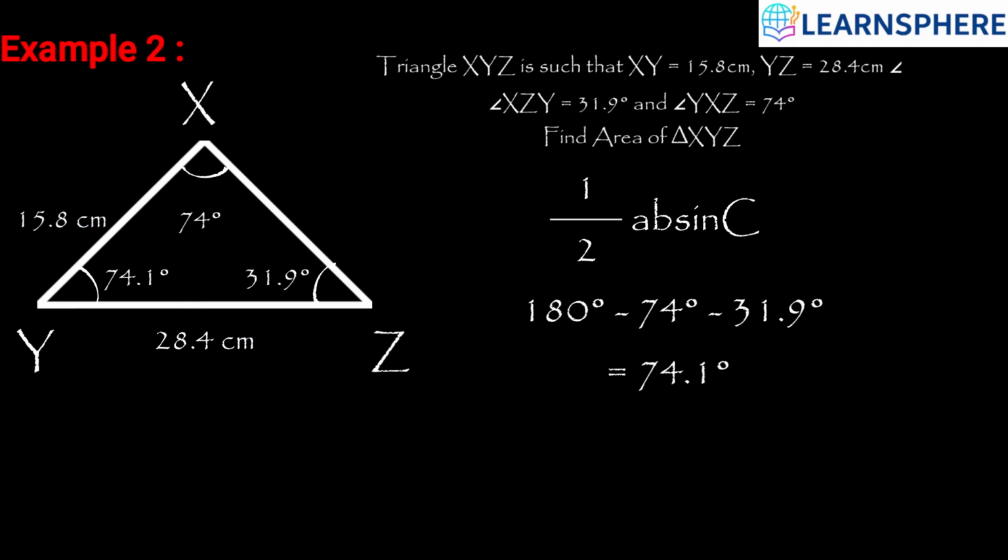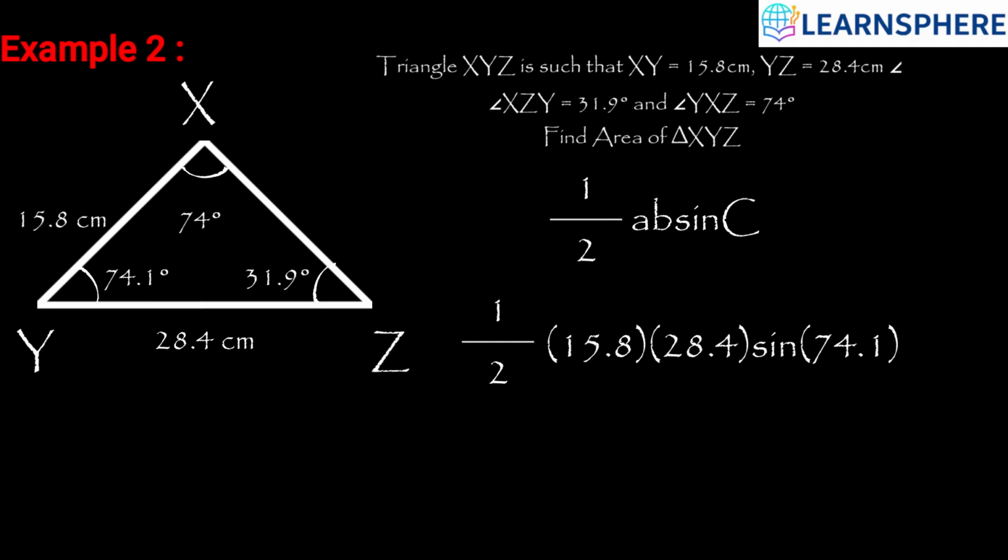Next, we can use the two sides, which are 15.8 cm and 28.4 cm, and also the angle of 74.1 degrees to calculate the area of the triangle by substituting them into the formula, which will give us half times 15.8 times 28.4 times sine 74.1, which can give us 215.776, which can be rounded off to 216 cm squared as our area for this question.